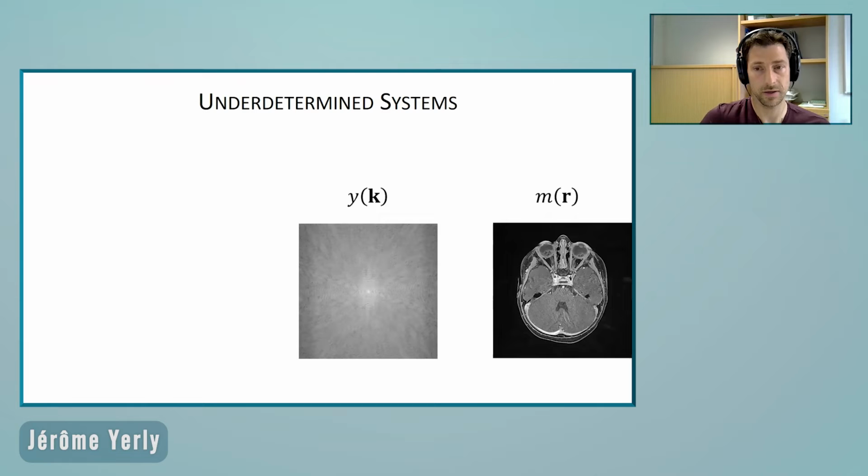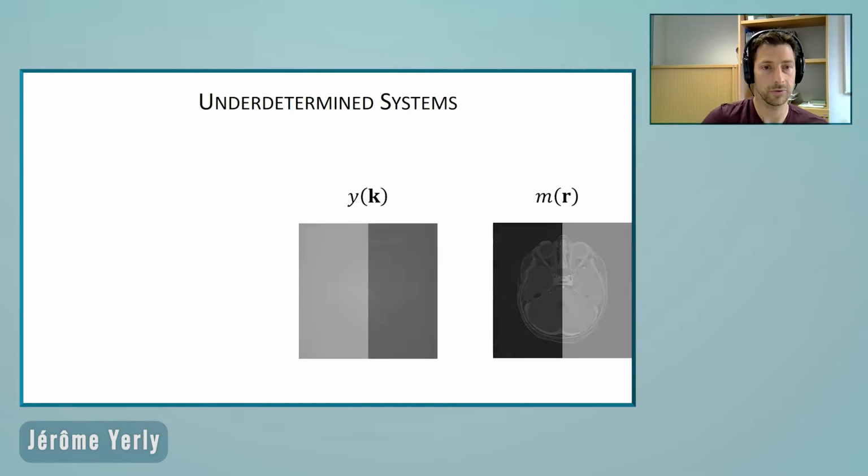To understand a little bit better how we can solve this case, we will consider the extreme case where our nice image here on the right side is actually only made up of 2 pixels. So this is a very simple image made of 2 pixels, and we have the corresponding 2 K-space coefficients.